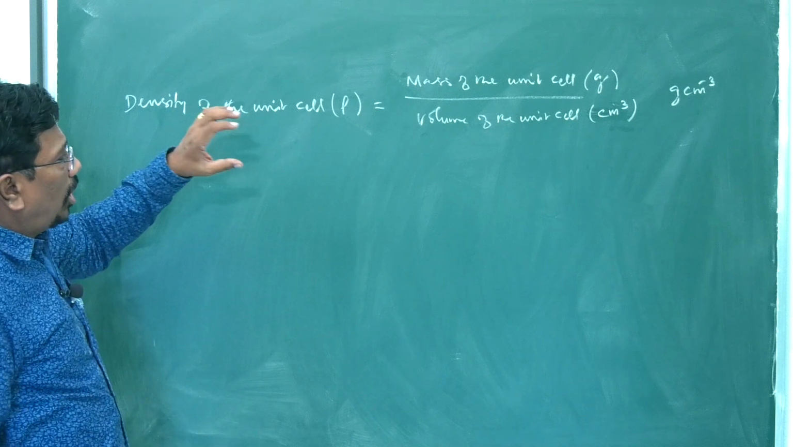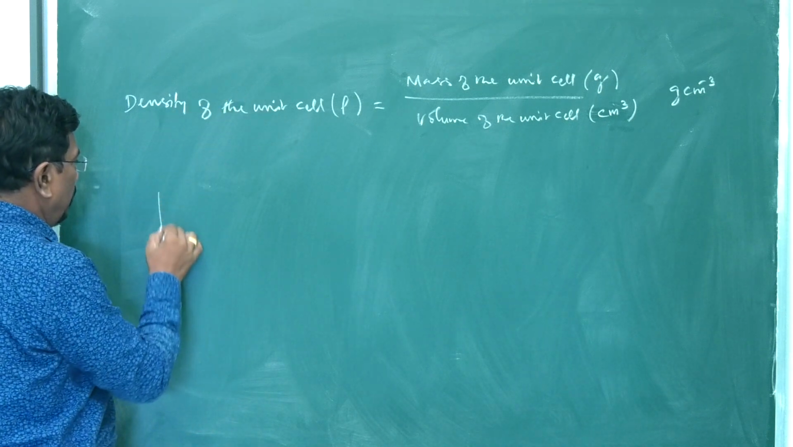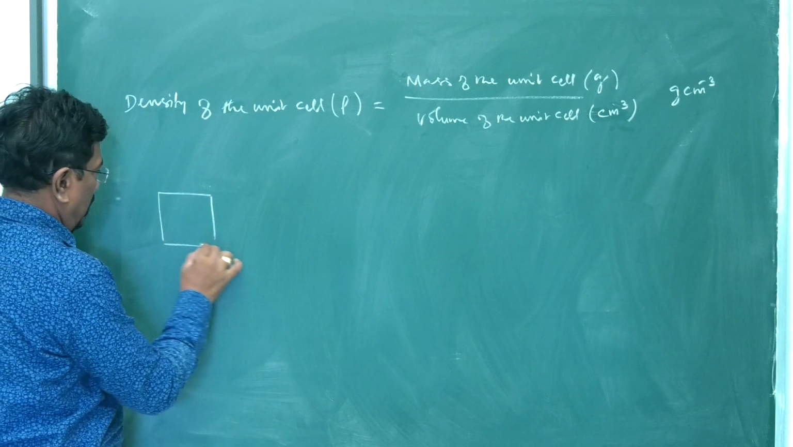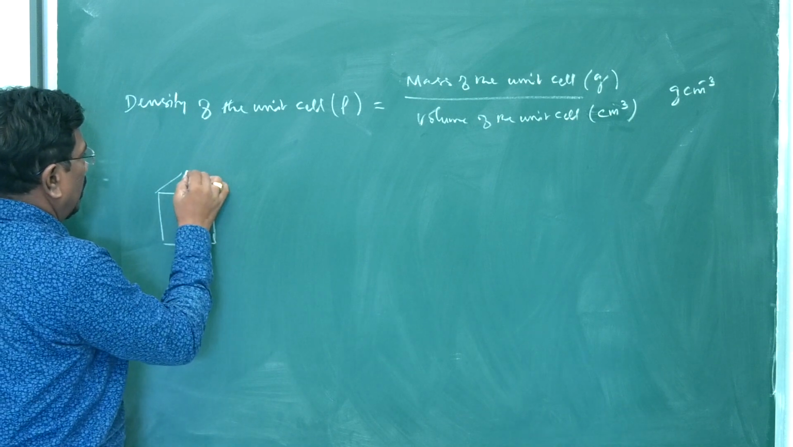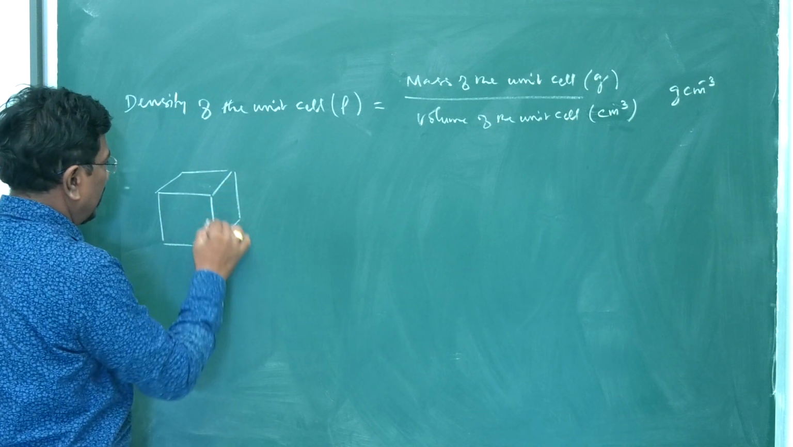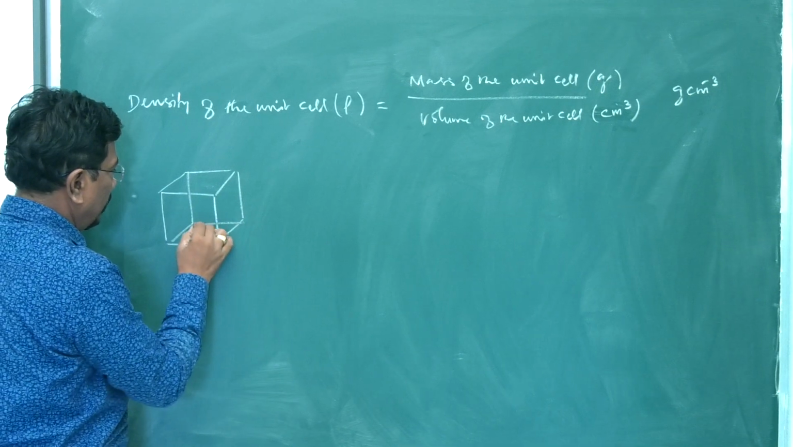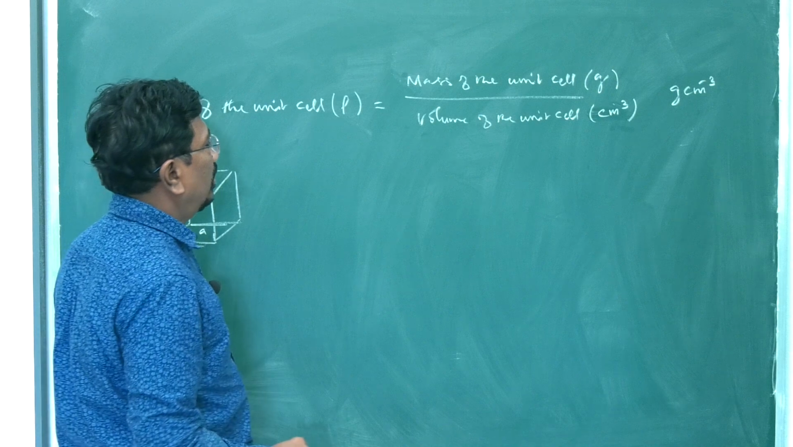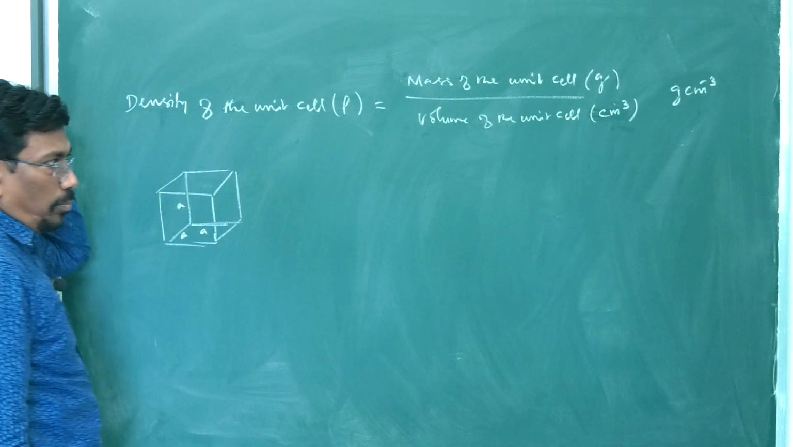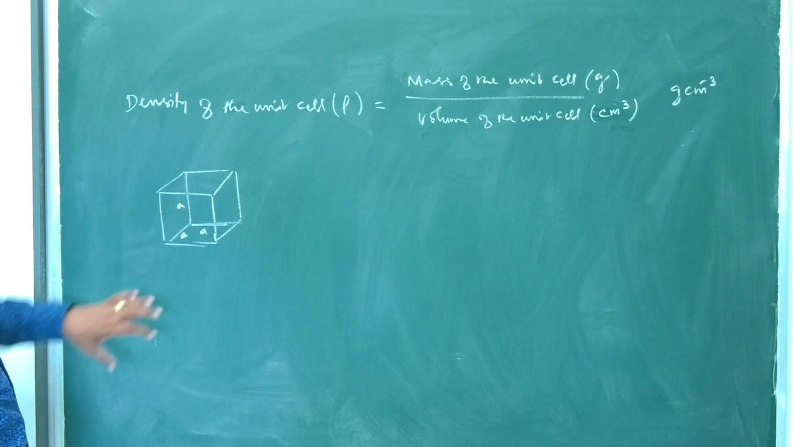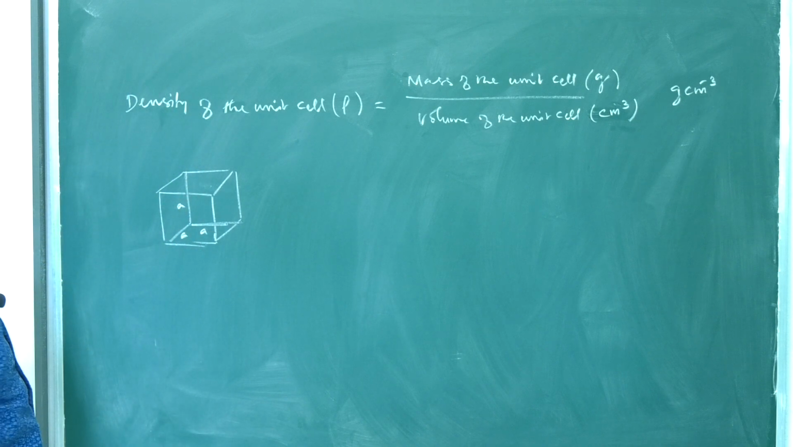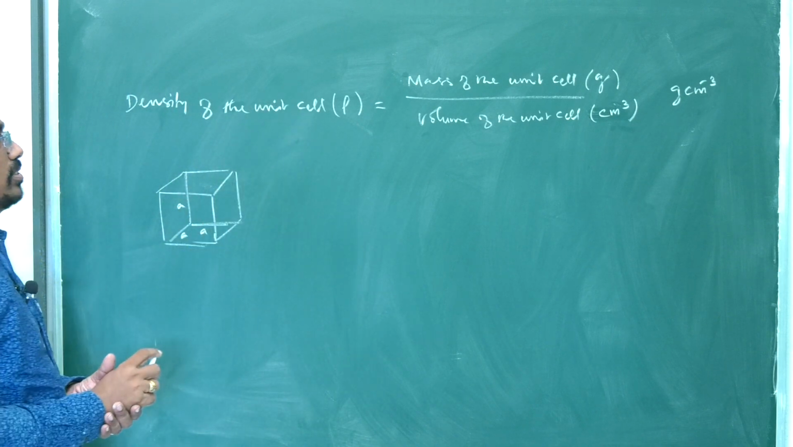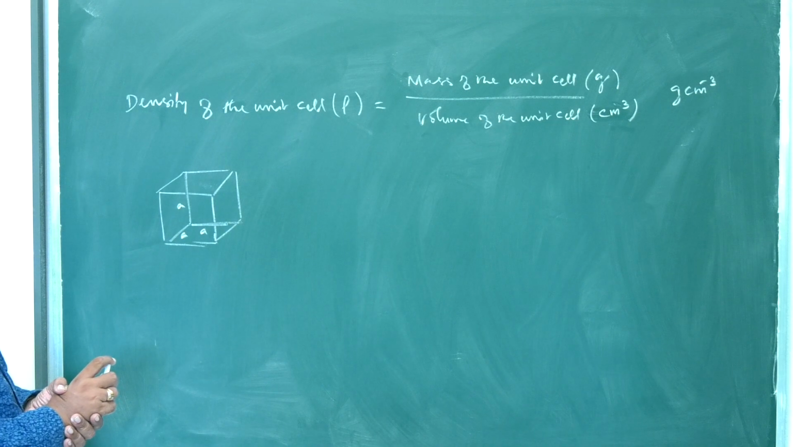Now how to find the volume of the unit cell? It is very simple, because a particular unit cell is made of the edge length A, and therefore volume of the unit cell is A cube. All right, but mass we have to find out. Calculating volume is not a difficult thing, it is just A cube. And what about mass of the unit cell?